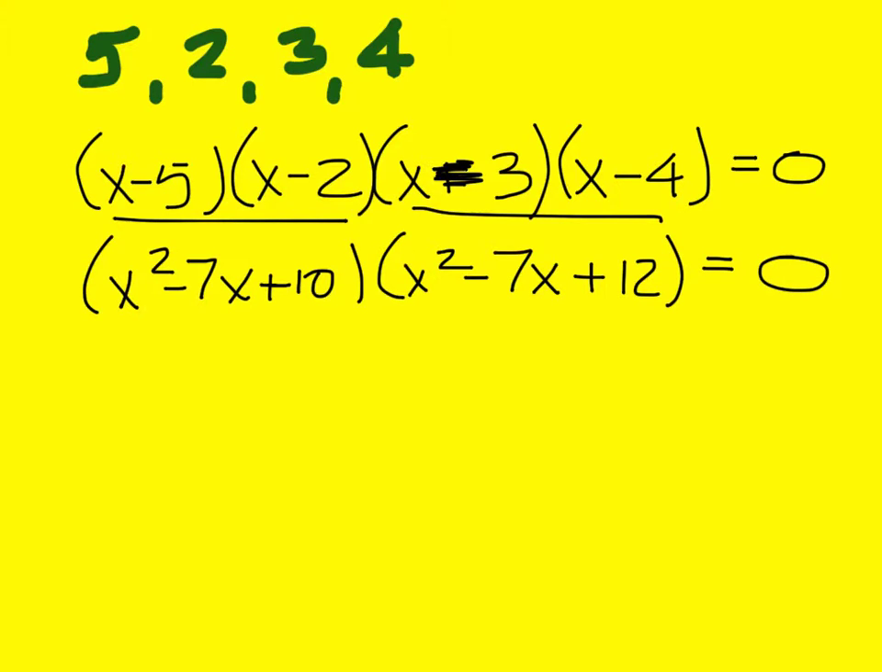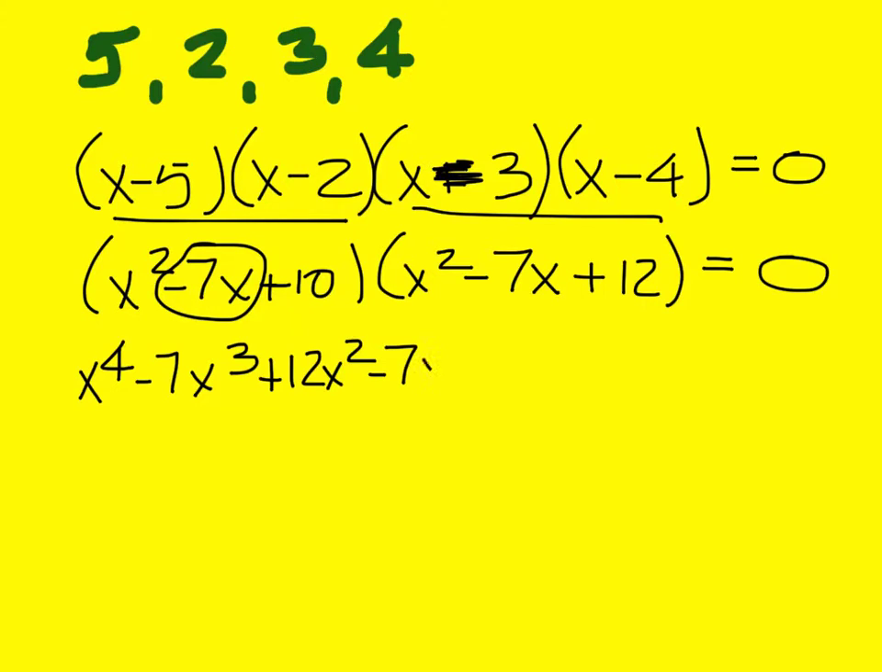Now, when I go through to multiply like I did on the example problem, I'll come up with x to the fourth minus 7x to the third plus 12x squared. Moving to the negative 7x now, minus 7x to the third plus 49x squared minus 84x.